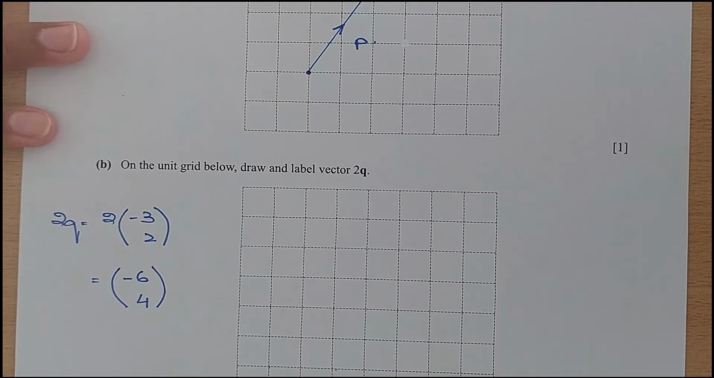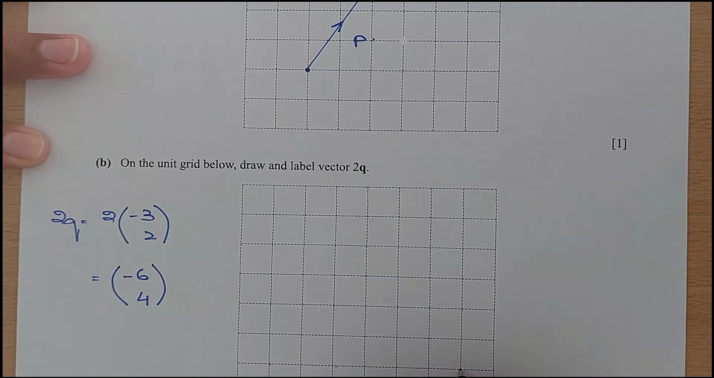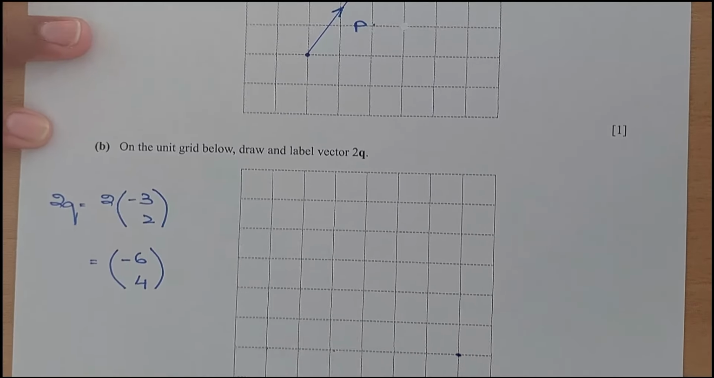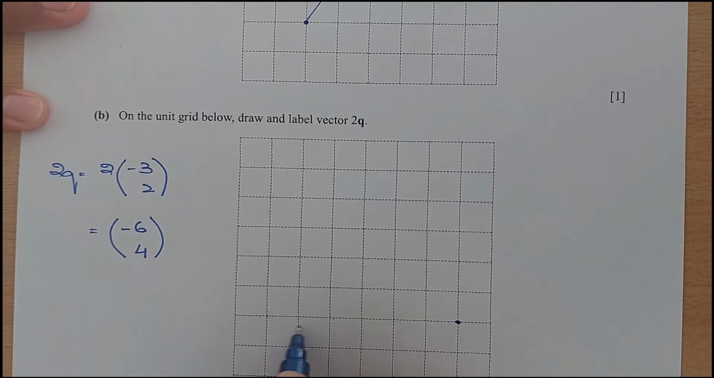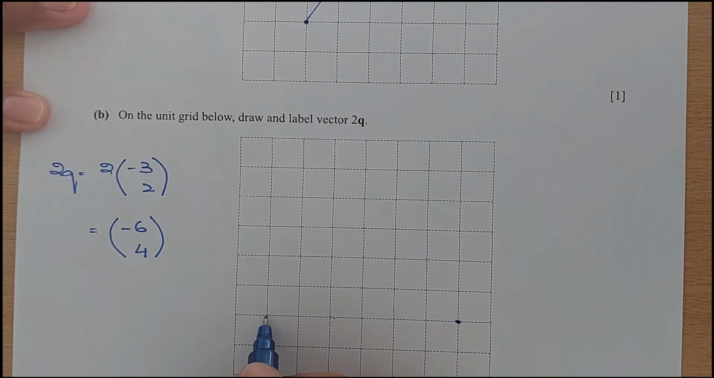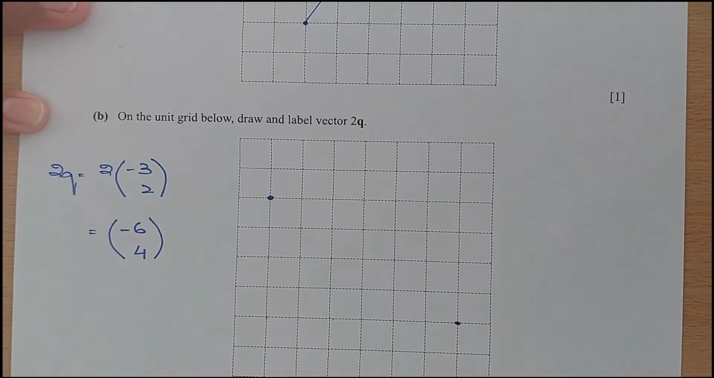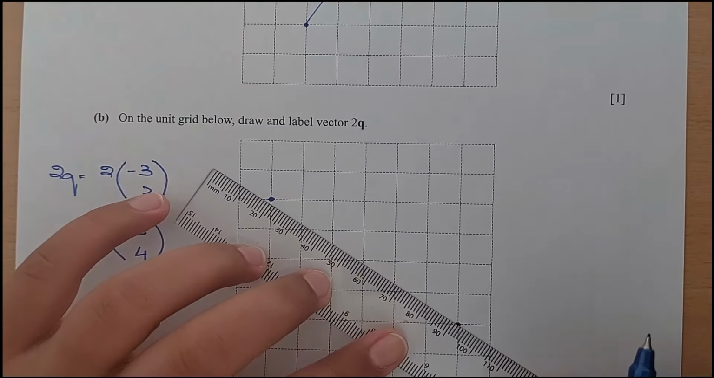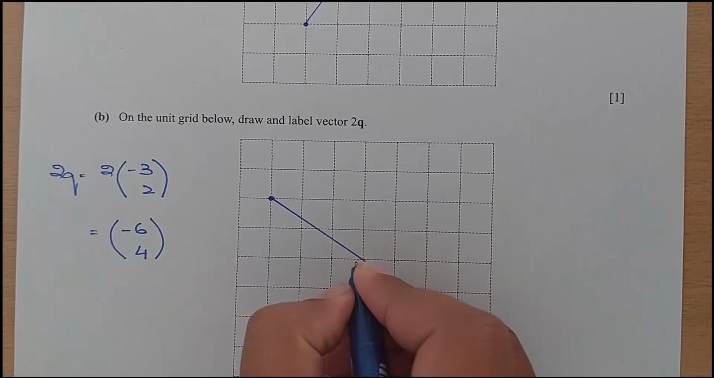Right, so again we need to fix a reference point. So let me fix this as a reference point, right? And now move 6 units to the left, 1, 2, 3, 4, 5, 6, and 4 units up, 1, 2, 3, 4, this point. So here is a vector 2q, this direction.